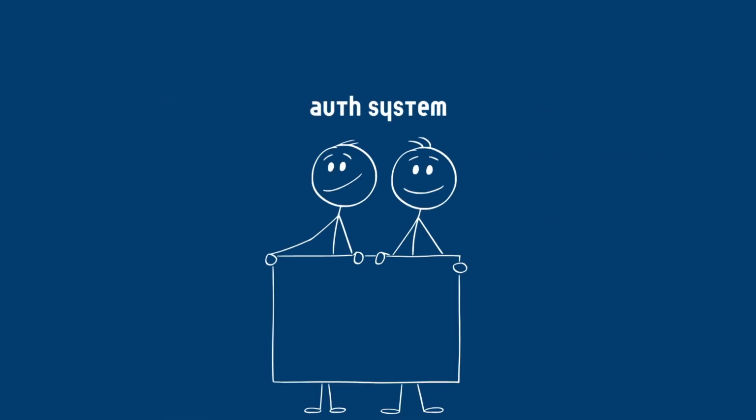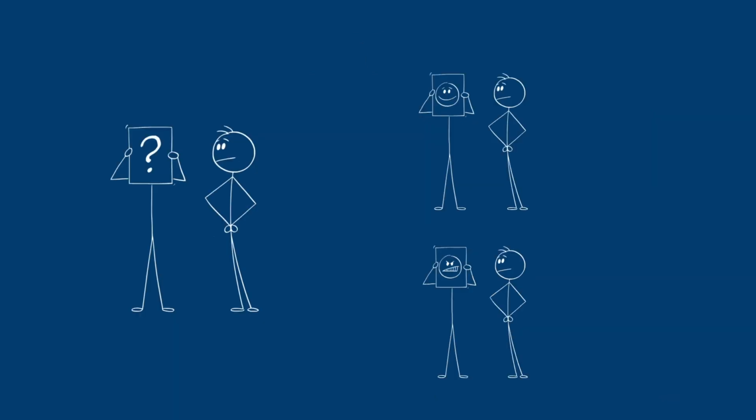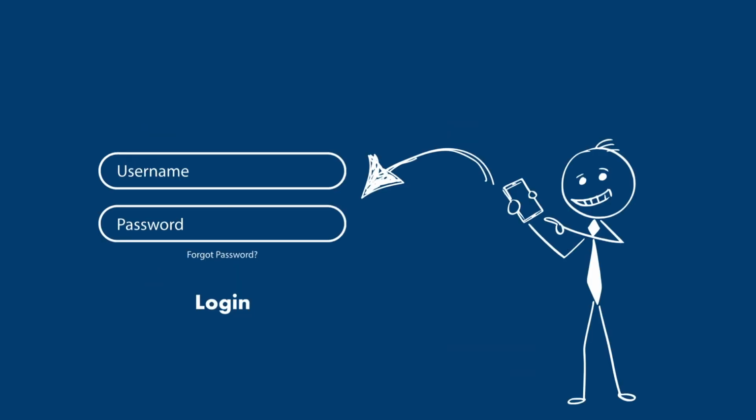There are two core responsibilities of any auth system: authentication and authorization. So what are they? Authentication means checking that a user is who they say they are. It's like showing an ID card to prove you are who you say you are. When you log into an app, you typically enter a username and password. These are like your ID card. If they match what the system has on file, you're granted access.